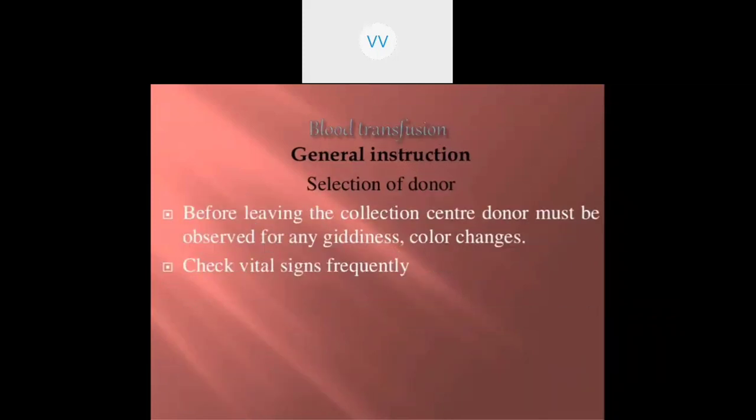And before leaving the collection center, the donor must be observed for any giddiness, color changes, and the vital signs checked frequently. Before leaving the collection center, some organizations, on someone's birthday, will put up a tent.